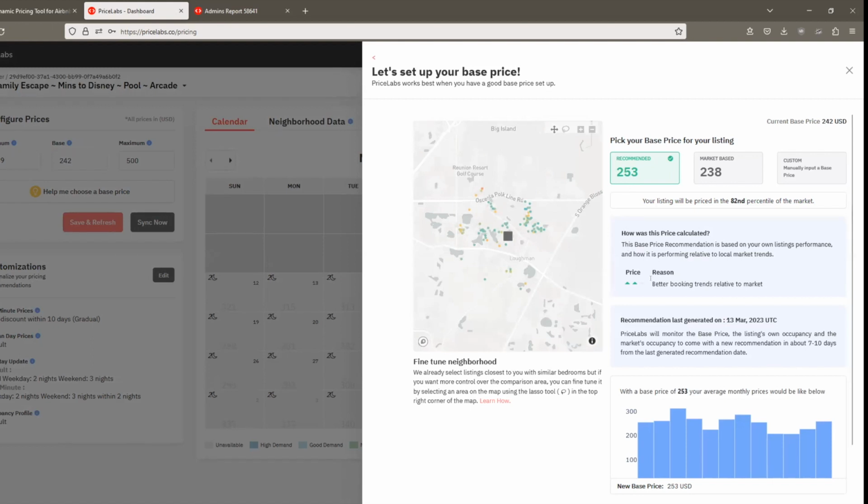What's happening here is we are basically saying you're booking better than the market, and we generate these recommendations every week. We are looking at your property and seeing how it's performing and saying, do you need the base price to be higher or lower? Base price, for anyone who hasn't been into PriceLabs, is sort of the key starting point in some ways, which is reflective of how good the listing is, pretty much that.